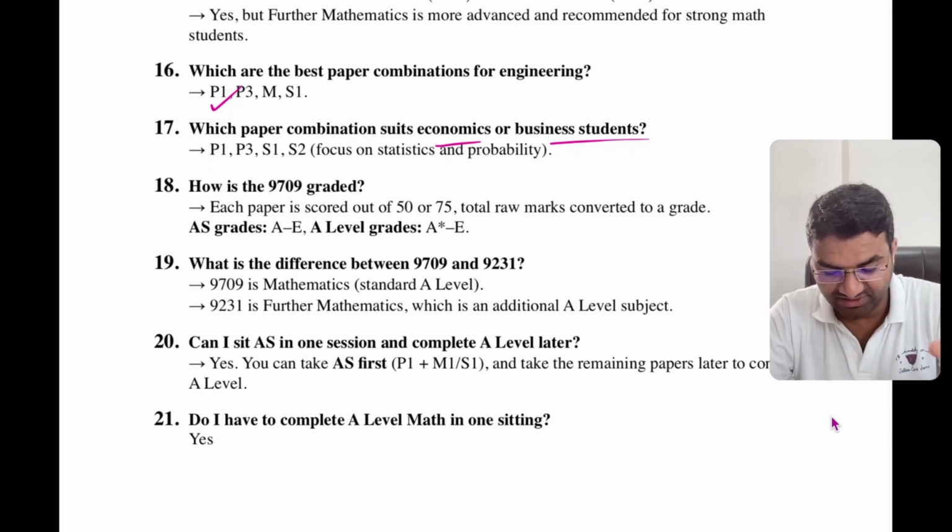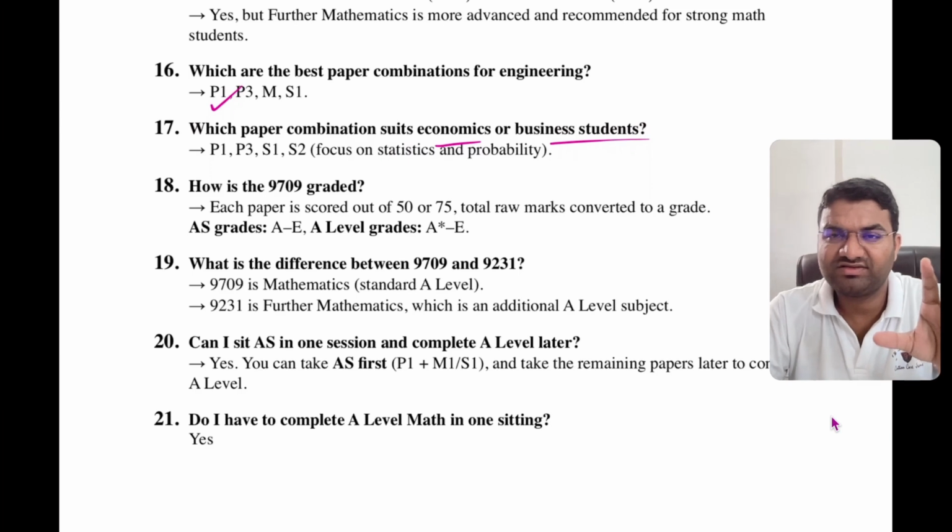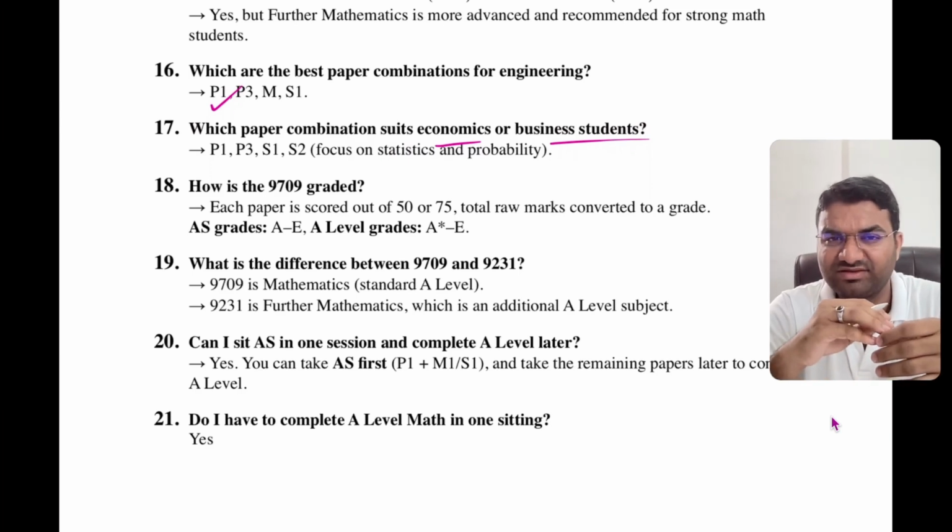Fine. So then next, what is the difference between 9709 and 9231? 9709 is just normal math, and 9231 is further math. So it's just an additional A level subject.